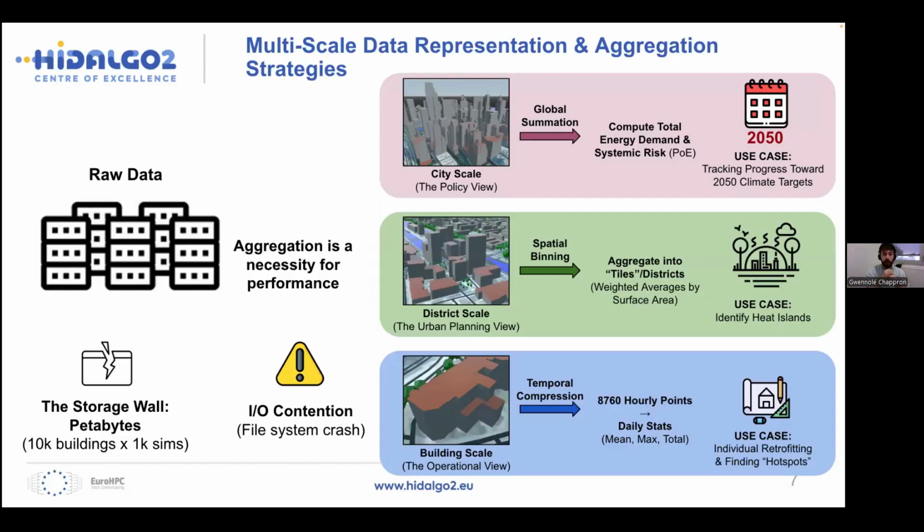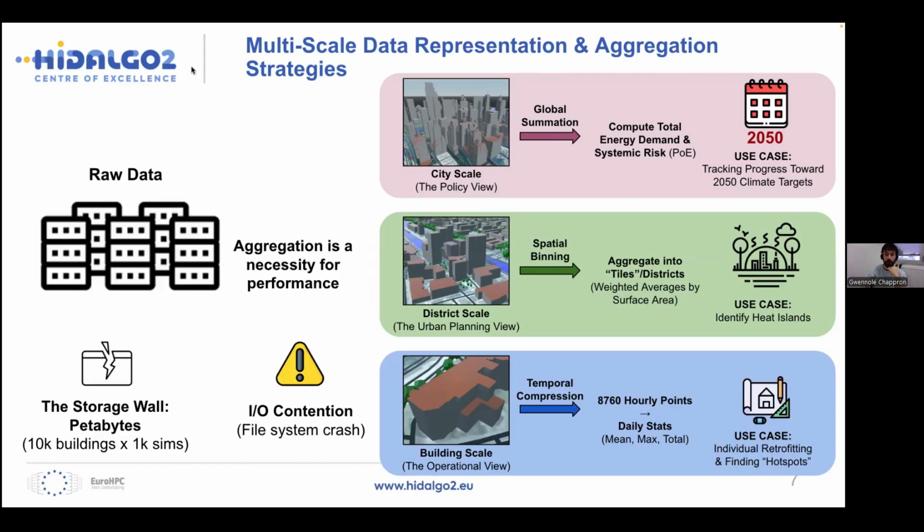And finally, as I said, we aggregate the data, and it's necessary for performance because if we use raw data, it will be too much to handle for the HPC disk. And so we have different modes of aggregation. First, we want to aggregate the data at the building scale, so we are only doing temporal compression to obtain some relevant KPIs for the building.